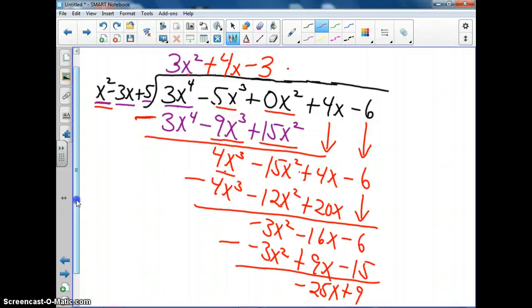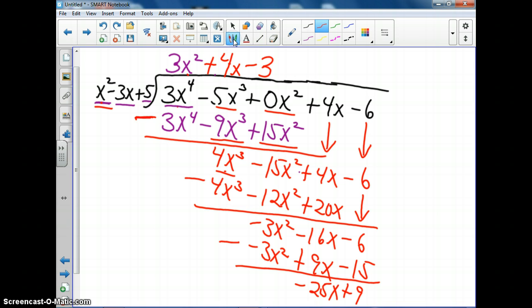Everybody good? Now here's the thing though. What you don't do is put R like in elementary school. We don't do that. That's elementary school.